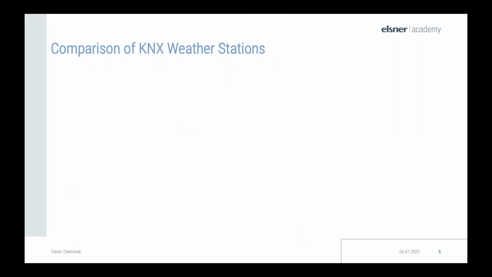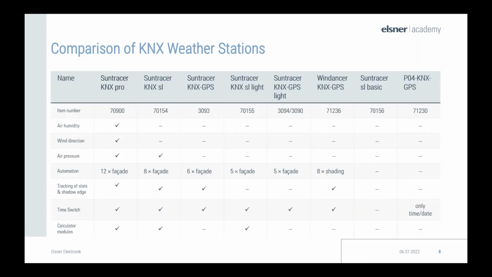To help you with choosing the weather station that you need for your specific project, we summarized all the information in a handy chart that can be found on our website. So here you basically see all the specifications that the weather station has, and also how many facades you can automate with the specific weather station. As said, this table can be found on our website, and if you're interested and want to know where to find it, just shoot a message in the chat and we can send the link.